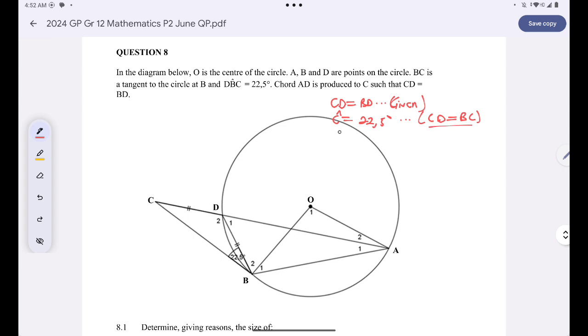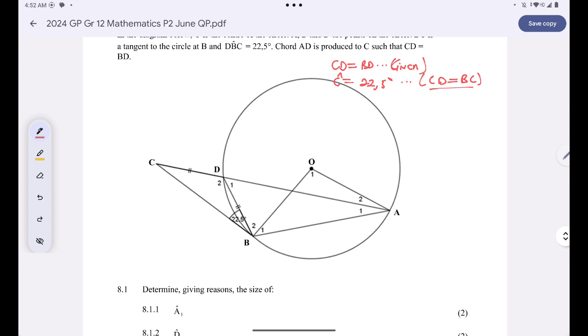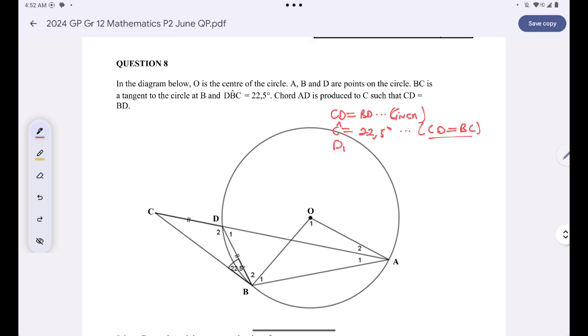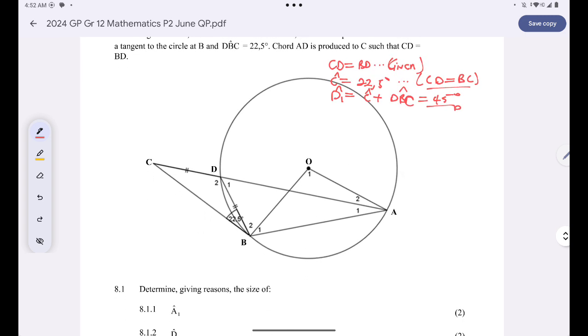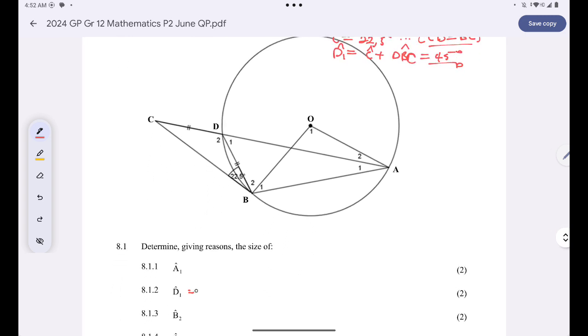So I can simply say angle D1 is equal to angle C plus angle DBC, which will give us 22.5 plus 22.5, and then we'll have 45 degrees as angle D1. I just realized that I started answering the second question, but it's fine. We'll go back to the first question, guys. Excuse me.